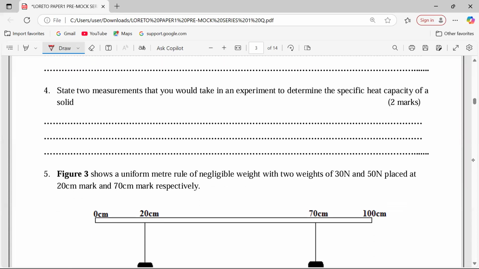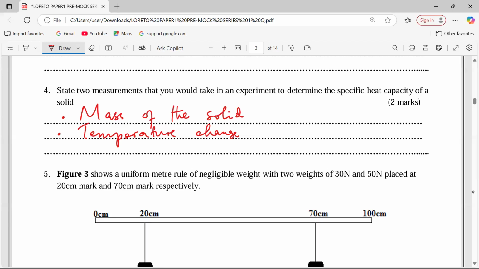Number 4, state 2 measurements that you would take in an experiment to determine the specific heat capacity of a solid. So when determining the specific heat capacity of a solid, we need the mass of the solid, very important. Then we also need temperature change. And remember, this is for the method of mixtures. So the measurements to be taken will depend on the method of determining specific heat capacity. Therefore, for the method of mixtures, mass of the solid and temperature change are okay.